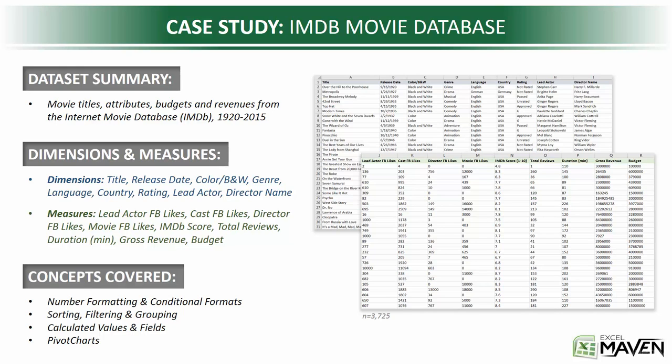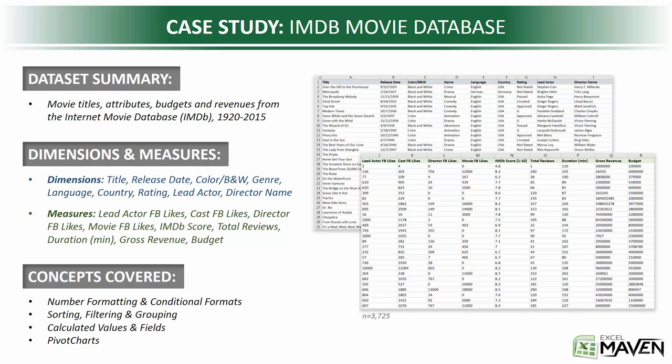And this is a great file to use to practice pivot table concepts because it contains a number of interesting dimensions and measures. Now, the way to think about dimensions, it's kind of those columns that you can use to categorize your data, to roll it up or break it down in interesting ways. So in this case, our dimensions include the movie title, the release date, whether it was color or black and white, what genre it falls into, the language, country, rating, and lead actor and director name.